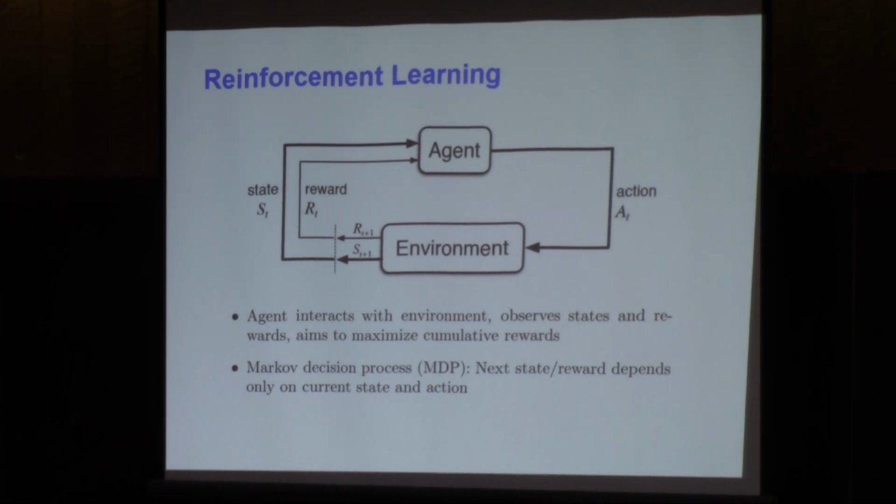A common model is called a Markov decision process, which says that the next state and reward depend only on the current state and action and not on the history before that. So that's a very useful model for analyzing reinforcement learning algorithms.